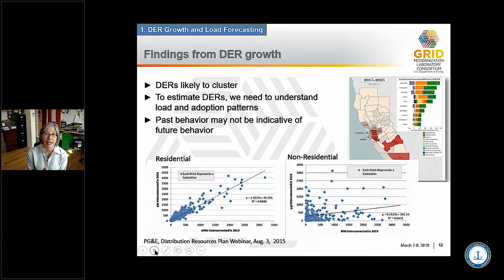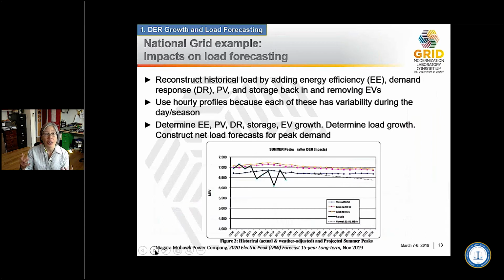Okay, if you go to the next slide, Carrie, I'm now going to talk about a specific example from National Grid. So the typical methodology for this, as I showed earlier, and I think as others have said previously, is we look at all of these different components and then we aggregate them. So in order to take historical load and use that as a starting point, you've got to sort of take out all of those components.